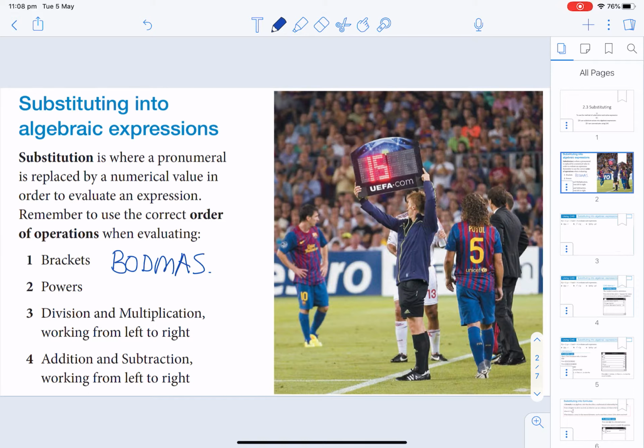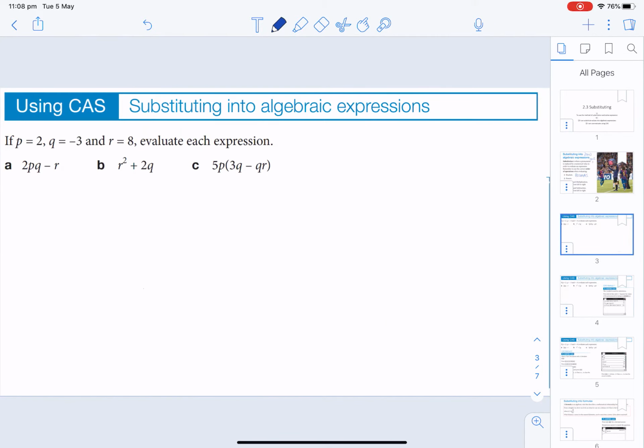So substitution is, if I had 2a plus 3, I would say a equals 5. What's my answer? And solve for that. This is substituting. Taking a pronumeral or a letter and actually giving it a numerical value. So we're going to do it the old-fashioned way, by hand, and then I'll give you the instructions on what to do with the CAS and then show you an alternate method with the CAS.